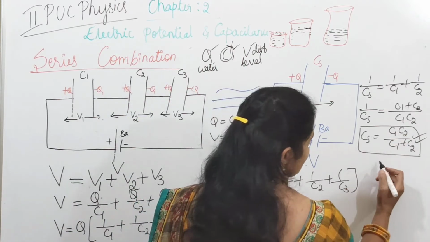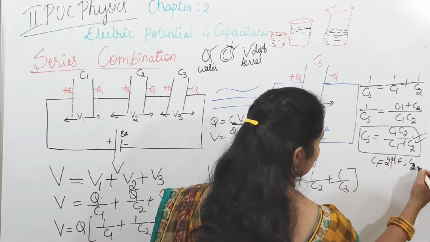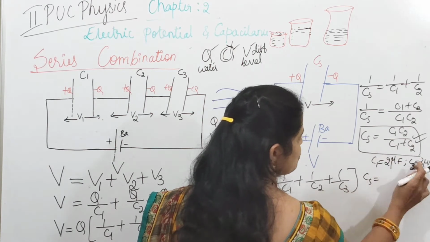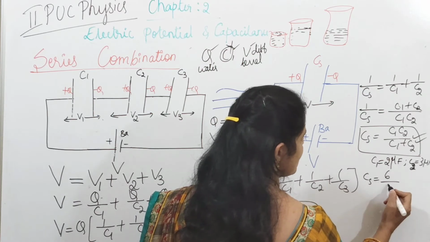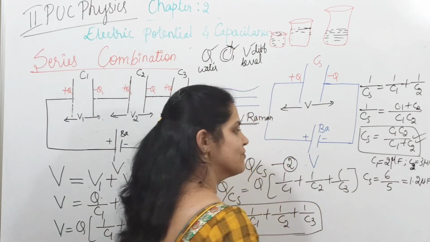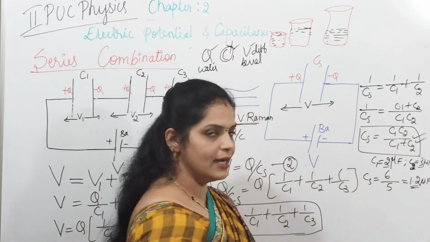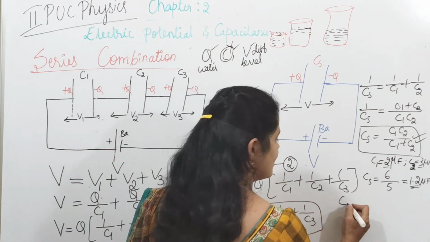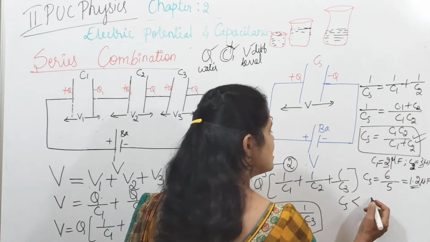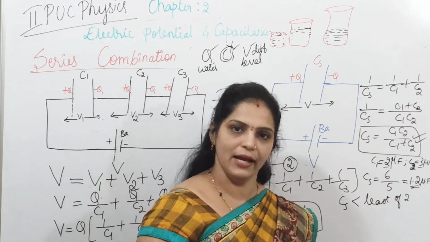So let me take two capacitors. C1 is equal to 2 microfarad and C2 is equal to 3 microfarad. Then what is the value of CS? So multiply this. 2 into 3 is 6 divided by 2 plus 3 is 5. That is 1.2 microfarad. So from this it will be observed that 2 and 3 are given and answer is 1.2, right? So here the answer, that is CS, is less than least of given two capacitors. Least is 2. CS is less than least of 2 capacitors, okay?